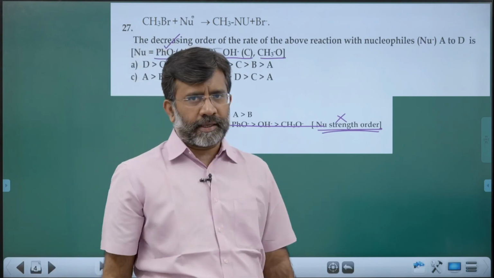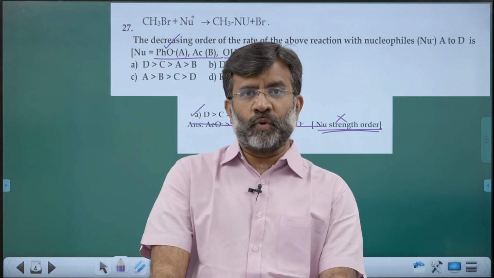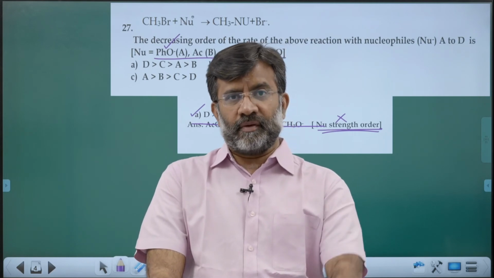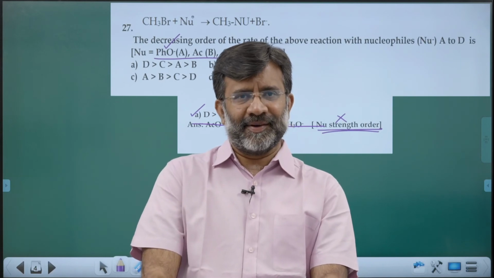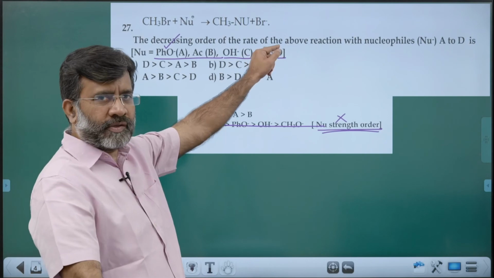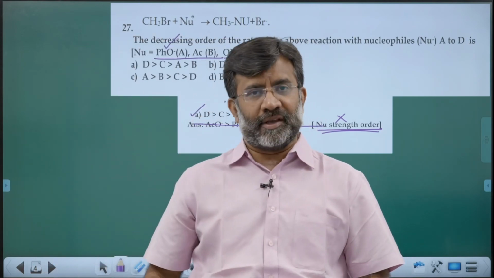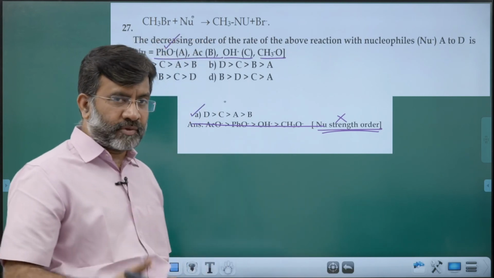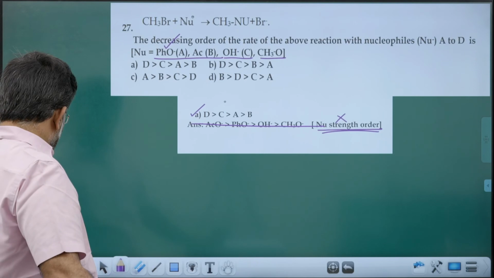Because acetate has two resonance structures, identical, equivalent structures. Phenoxide has five resonance structures but they are not equivalent. And CH3O minus is more nucleophilic because of the electron pushing effect of CH3. But at times in solution, it may behave differently also, because it is methanol, abnormal character.